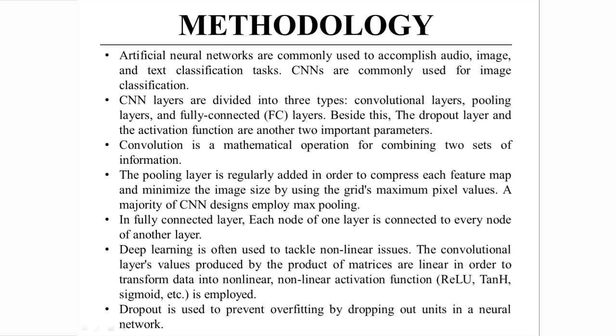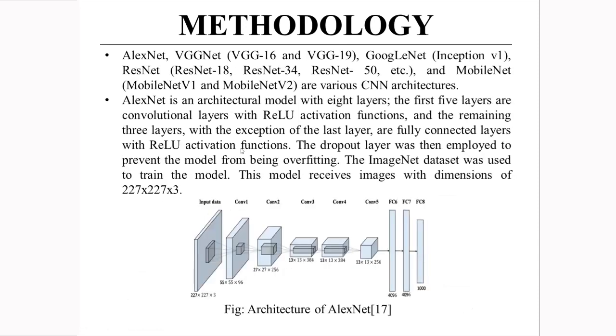Deep learning is often used to tackle nonlinear issues. The convolutional layer's values produced by the product of matrices are linear. So in order to transform data into nonlinear, activation functions like ReLU, TANH, sigmoid, and many more are employed. Dropout is used to prevent overfitting by dropping out units in a neural network.